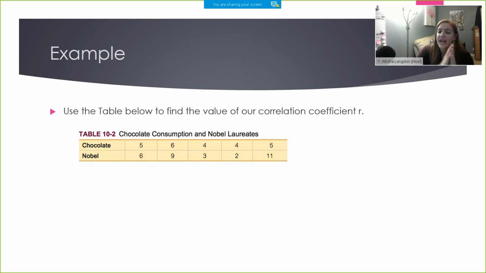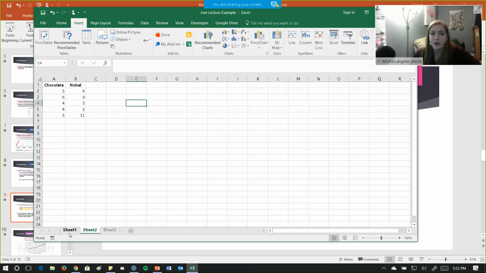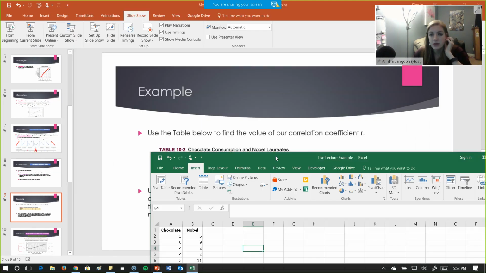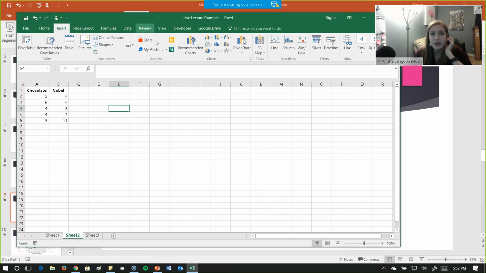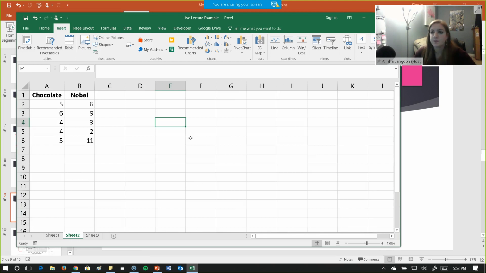So we want to take this table, and we're going to find our correlation coefficient R. Let me pull up that Excel sheet that I handed out. If you go to Sheet 2, the other tab, all the information is up here. I believe I typed all of it in. Yep. And I'll zoom in so you can see this.